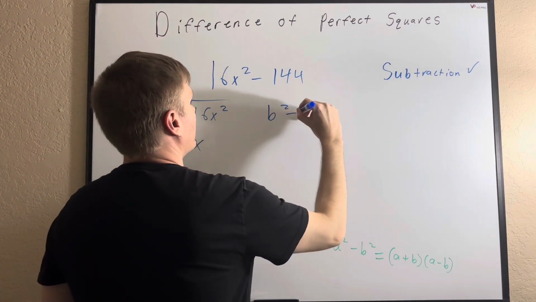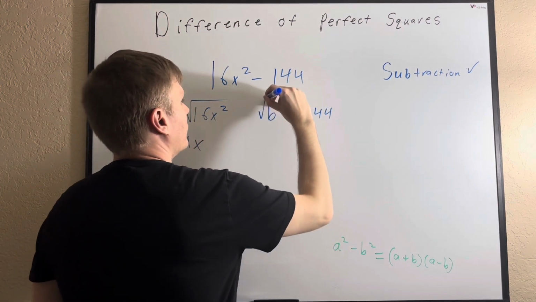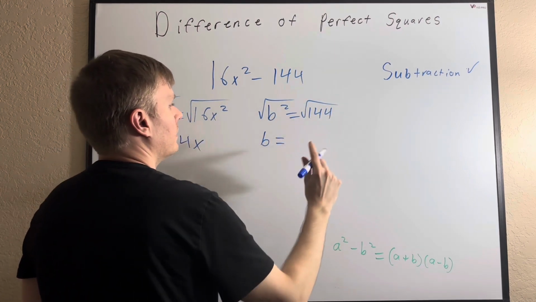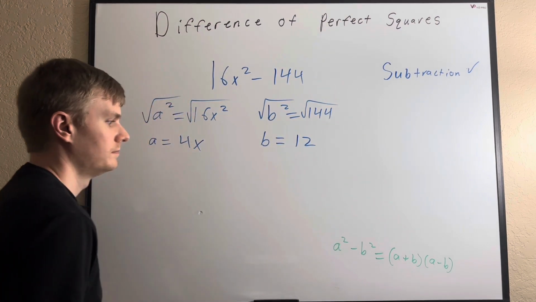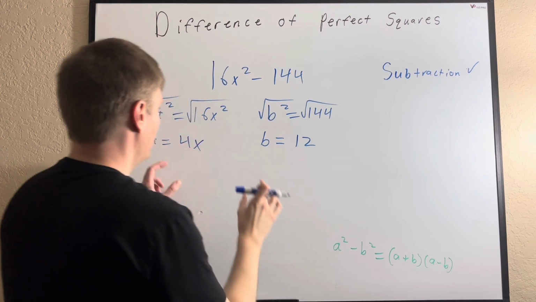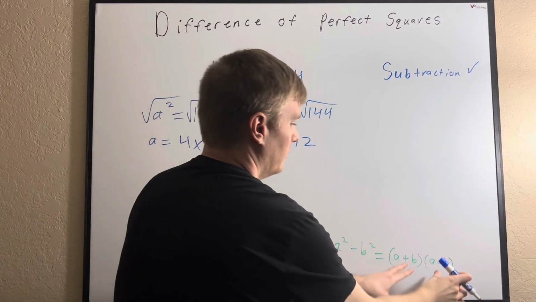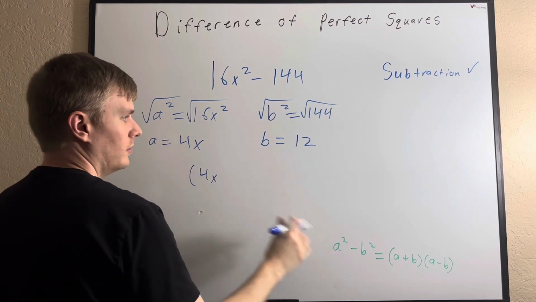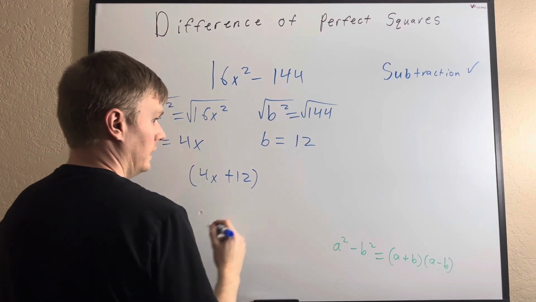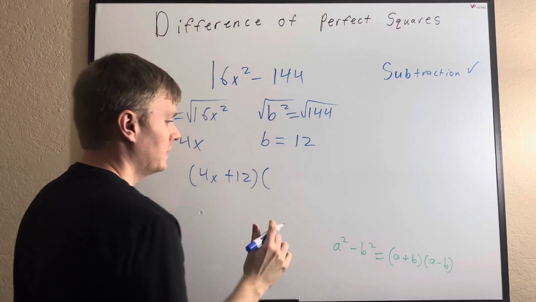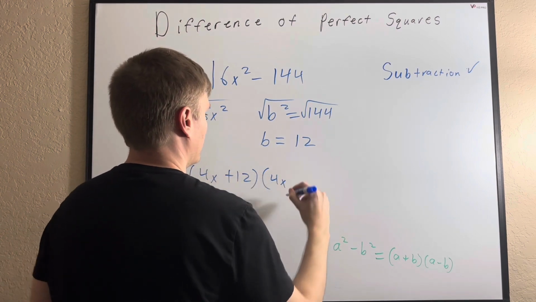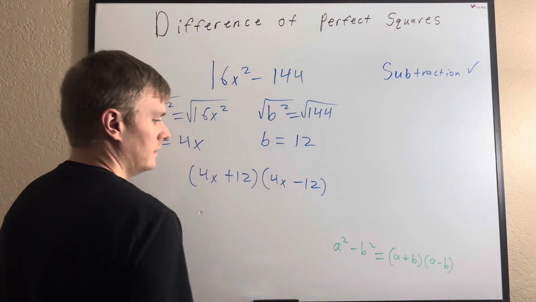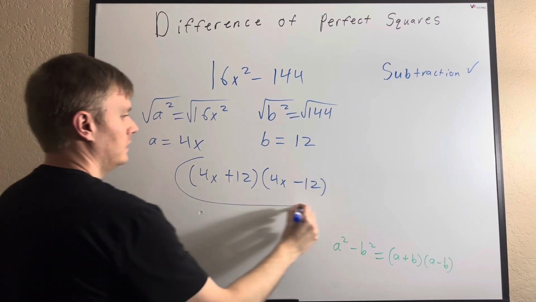B squared is 144, square root of both sides. So we're just left with b. Square root of 144 is 12. And we just take these numbers and put them into this formula. A, which is 4x in this case, plus b, quantity, times the quantity. Those parentheses are very important. 4x minus 12, a minus b. And we're done. That's your answer.